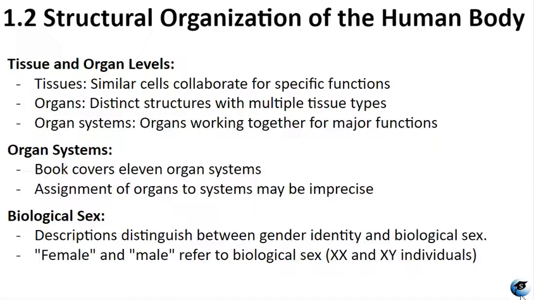Descriptions related to biological sex are discussed in the book, recognizing the difference between gender identity and biological sex. So, female and male are referring only to the biological sex, discussing the typical anatomy and physiology of individuals that have XX or XY chromosomes.